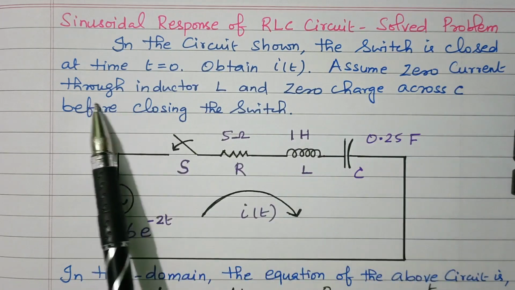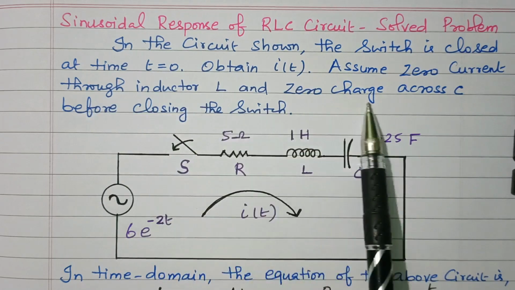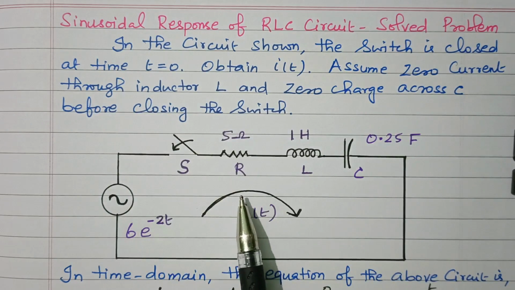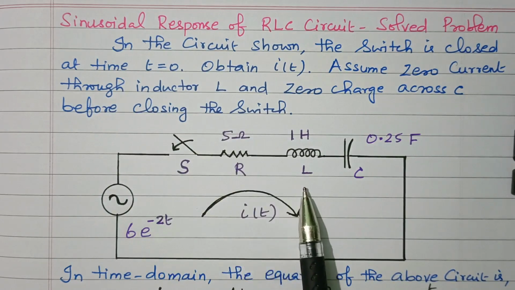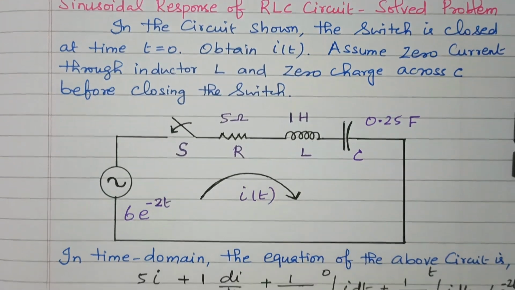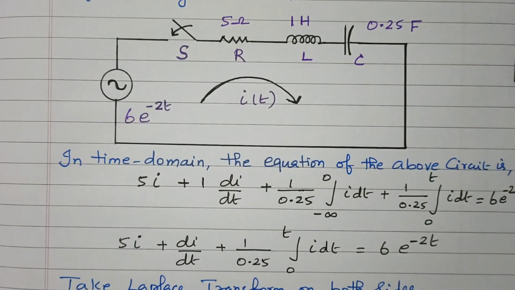Assume 0 current through the inductor L and 0 charge across the capacitor before closing the switch. So before closing the switch there is no charge and no current in the inductor and capacitor. That is, the initial value is 0. Now we'll see the equation for this given RLC circuit.